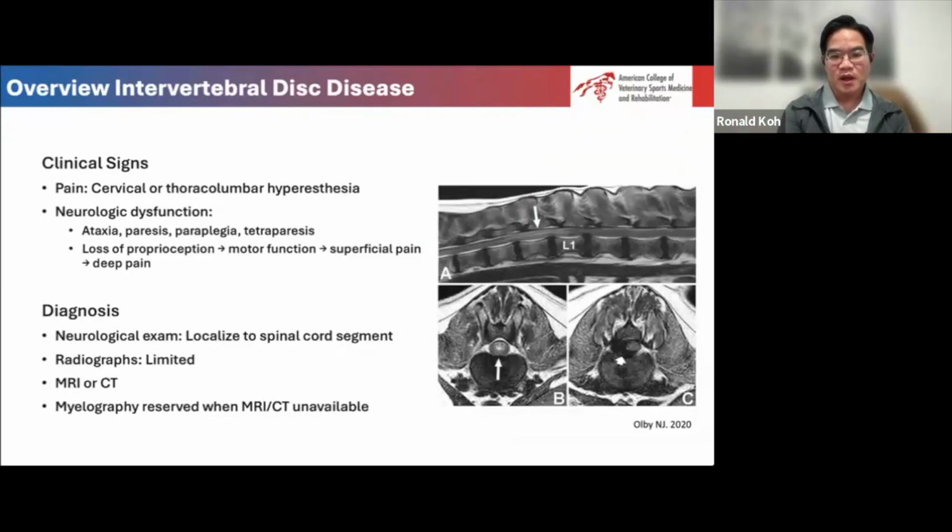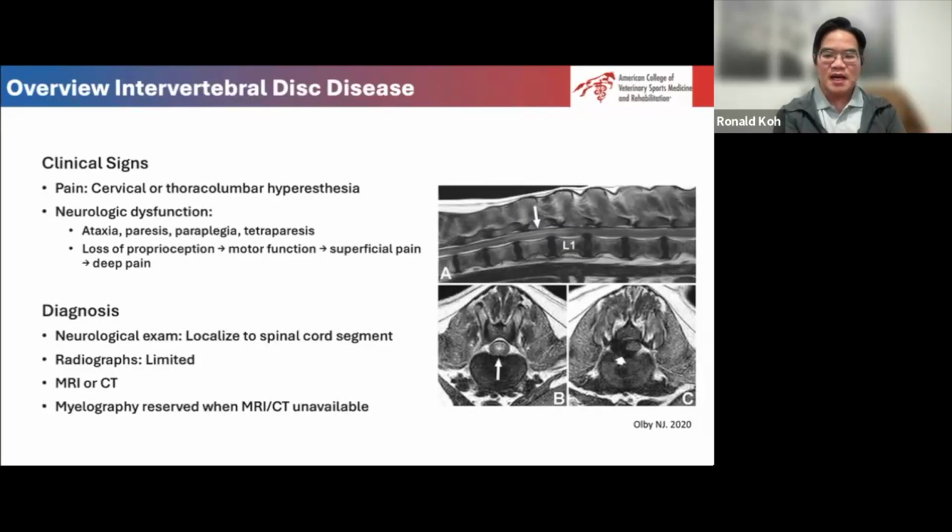In other words, getting a diagnostic test is sometimes very, very important so that we are able to tell the owner what the prognosis would be. Now, clinical sign-wise, those patients are going to experience a combination of pain and neurologic dysfunction. For pain, we always see they might have cervical or thoracolumbar hyperesthesia, and neurological-wise, we can see a spectrum from ataxia or paresis to paraplegia, depending on the lesion's location and how severe it is.